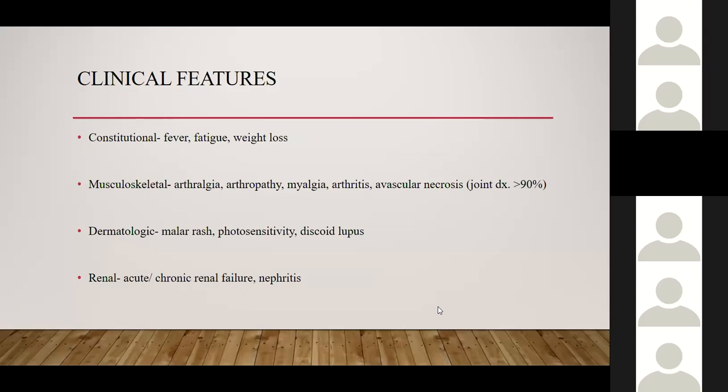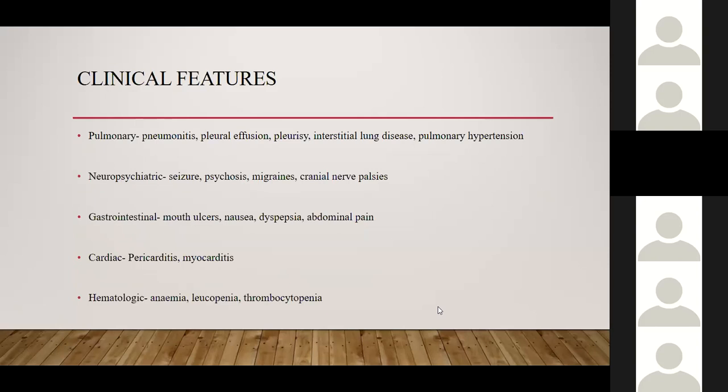And then, of course, they can have effects on the kidney. So SLE patients can develop acute renal failure or chronic renal failure. They can develop pulmonary conditions, like inflammation of the lungs, which is pneumonitis or pneumonia, pleural effusion, pleurisy, interstitial lung disease, and pulmonary hypertension. They can have neuro issues, so they can have seizures, migraines, cranial nerve palsies, and psychosis. They can have GIT issues, so ulcers in the mouth.